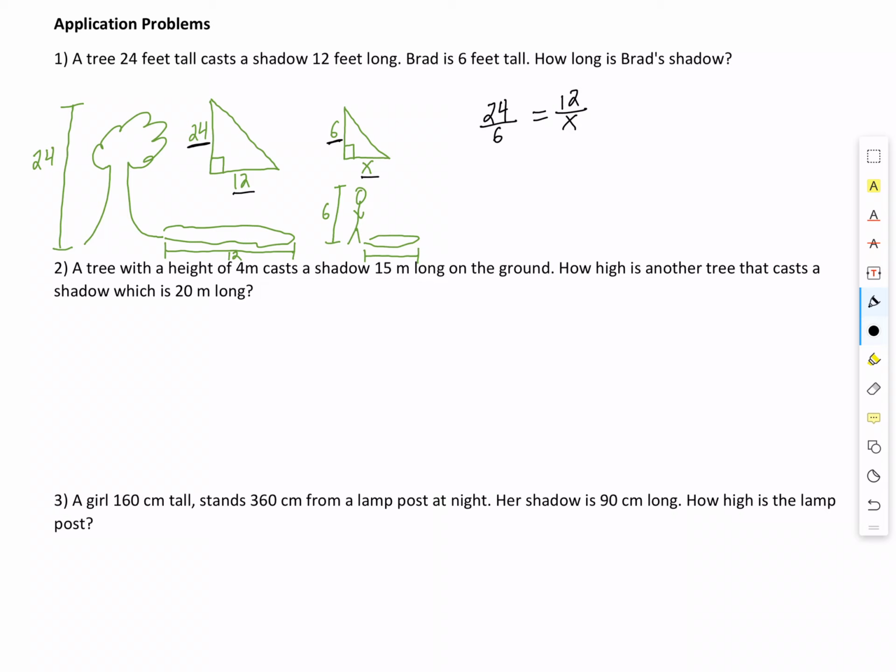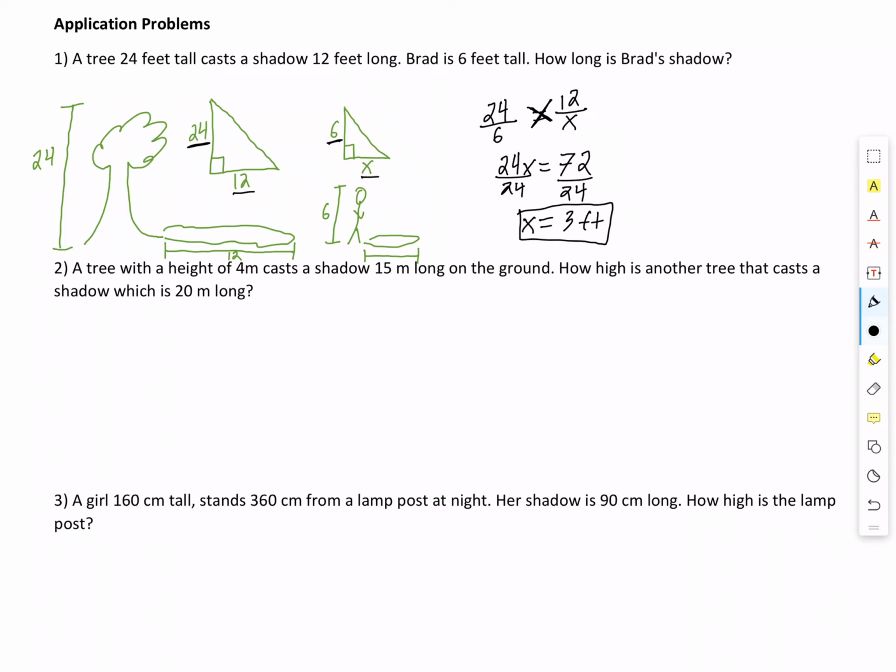Okay, now we just got to cross multiply. 24 times x gives us 24x, and then 6 times 12, let me see, that's 72. Now we just need to solve for x. So we divide by 24, divide by 24. So x is equal to 72 divided by 24. Anybody got that without a calculator? 3 feet. So his shadow is going to be 3 feet long.